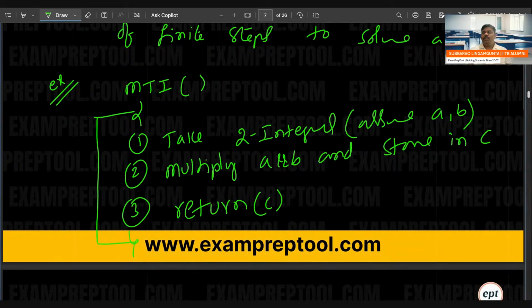If you want to multiply two integers, the first step is to take two integers. Let us assume those are A and B. Second step is to multiply both of them and store in C. The third is to return C. So this is one algorithm.